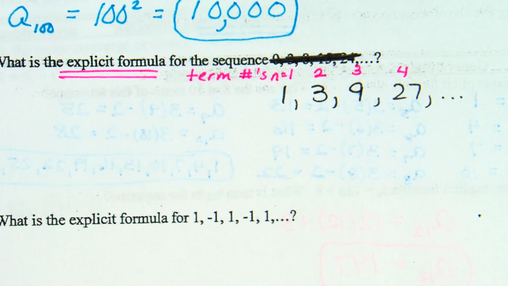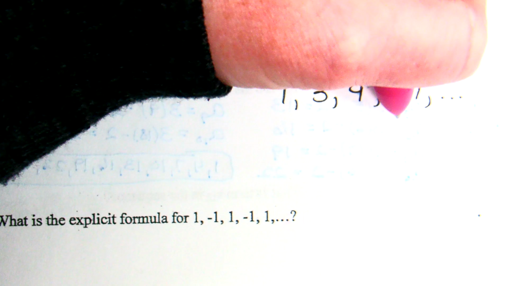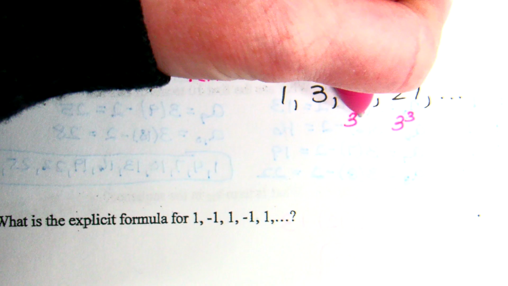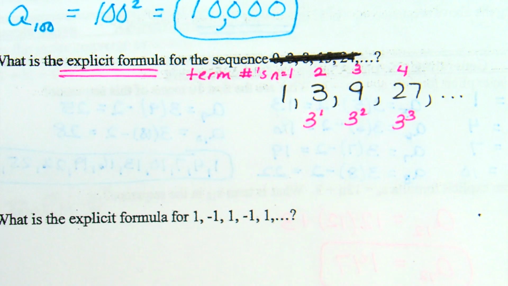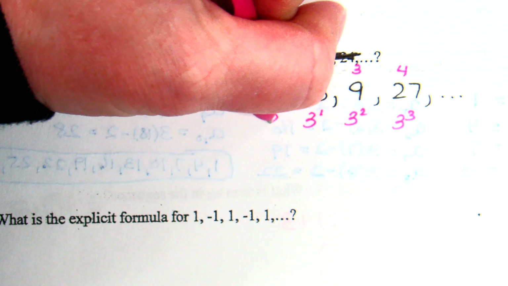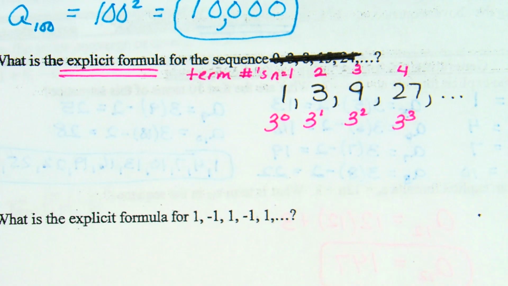27 is 3 to the third. 9 is 3 to the second. What can I say about 3? 3 to the first. What could I say about 1? 3 to the 0, because anything raised to the power of 0 is always 1. Okay, guys. So, when we write our explicit formula, this is sending us in the right path.